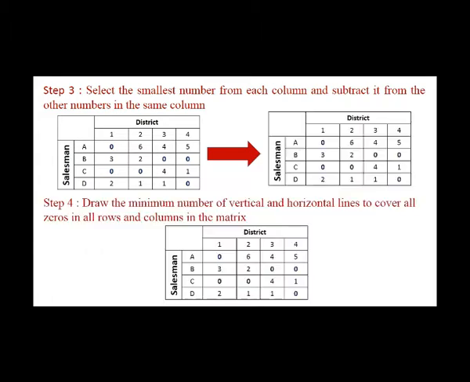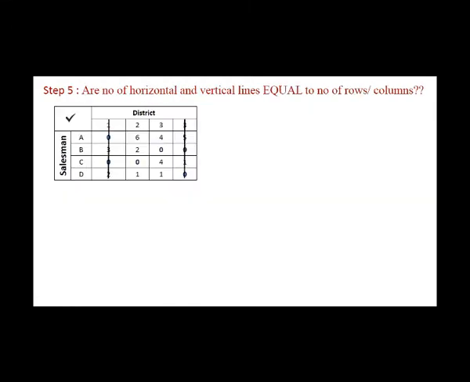And fourth, 0. Draw the minimum number of vertical and horizontal lines to cover all zeros in rows and columns in the matrix. The number of horizontal and vertical lines is equal to the number of rows, so yes.